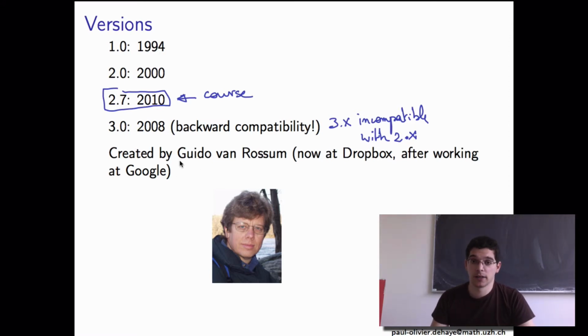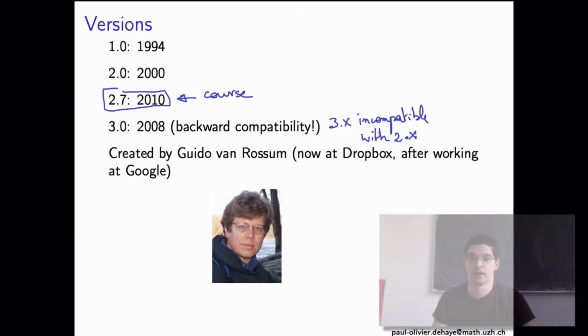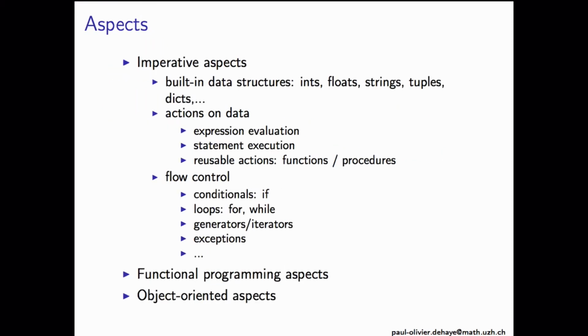Python was created by Guido van Rossum, and he was working at Google until recently, and now he's at Dropbox. And he has consistently stated that both of those companies, and in general many of the modern companies of Web 2.0, use Python, and that he was surprised by how much they used Python.